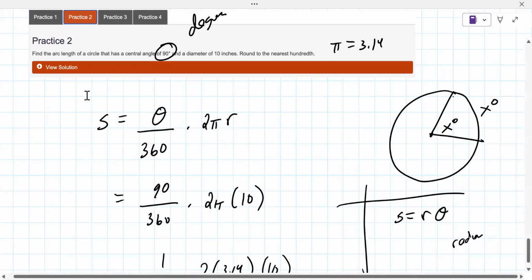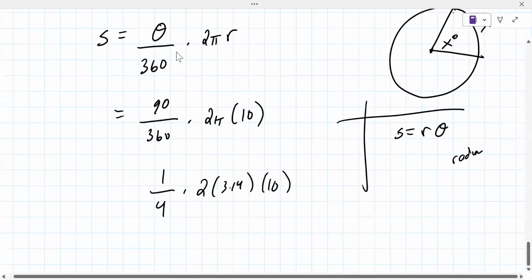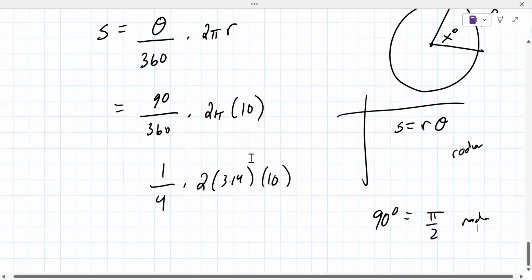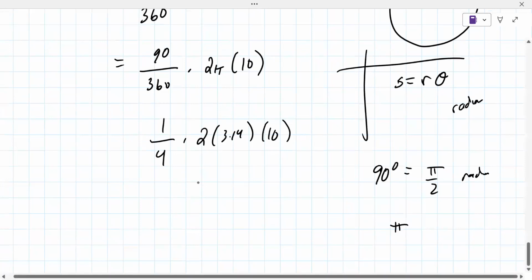So if you convert the angle, a 90-degree angle is really pi over 2 radians. So whatever you got here is the same as pi over 2 times 10 for the radius, or 10 times pi over 2.